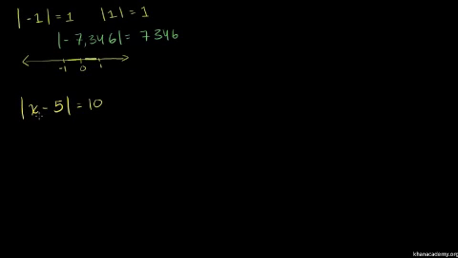Now, this is going to be true in two situations. Either x minus 5 is equal to positive 10. Right? If this evaluates out to positive 10, then when you take the absolute value of it, you're going to get positive 10. Or x minus 5 might evaluate to -10. If x minus 5 evaluated to -10, when you take the absolute value of it, you would get 10 again. So x minus 5 could also be equal to -10. Both of these would satisfy this equation.